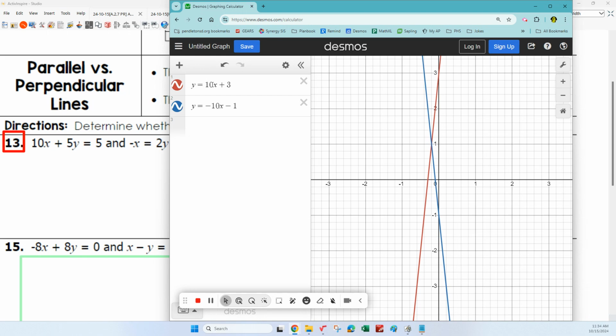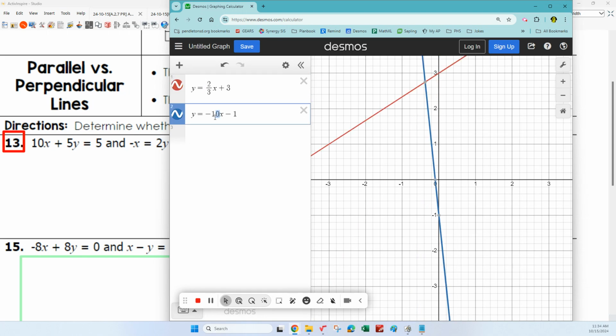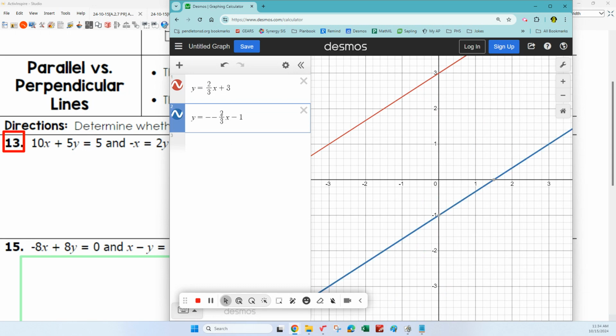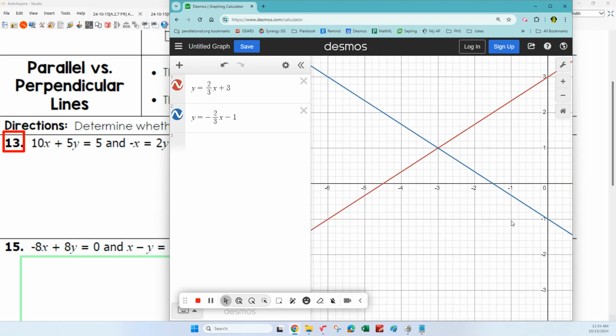True, but really we don't care about the y-intercept. Y-intercept is irrelevant. Let's make this one like 2/3, how about? And let's make this one negative 2/3. Oops, that's negative, negative is positive. There we go. Okay, again, close but not perpendicular.